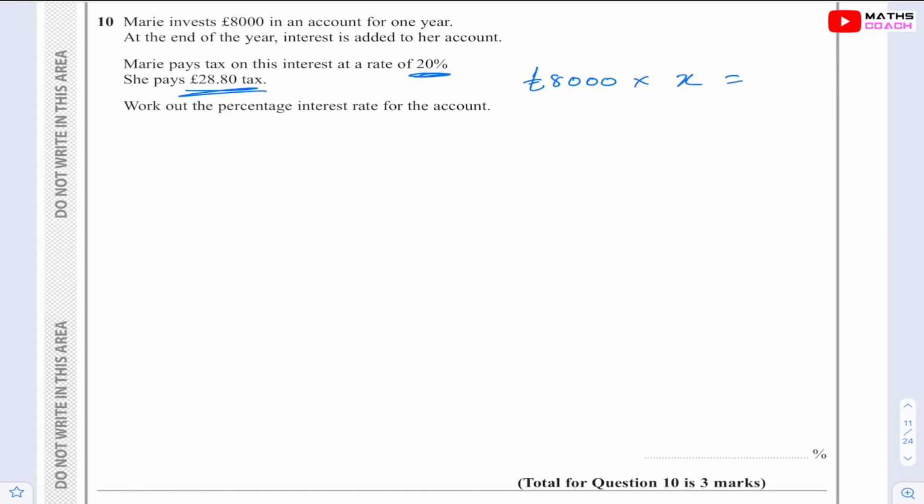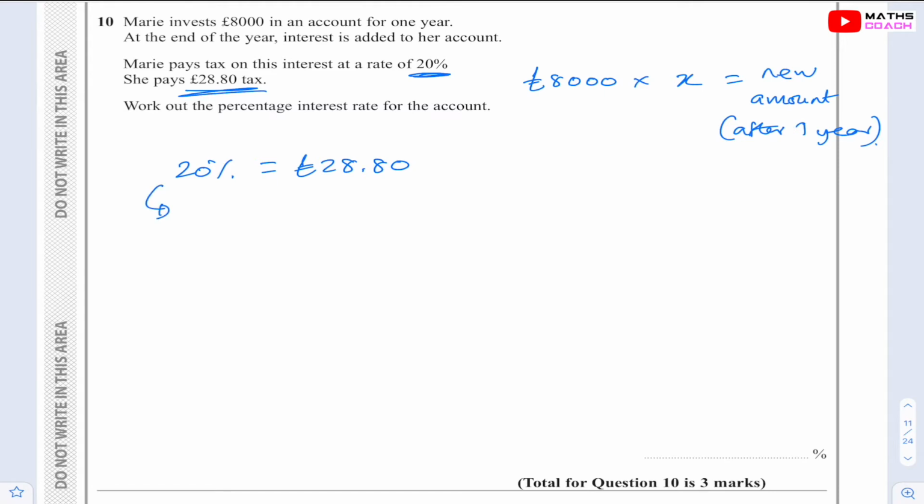Okay, so we'll write an X here. And this is equal to the new amount, which we also don't know. So this is the new amount after 1 year. What do we know? We know that 20% of the tax that she paid is worth £28.80. So we need to know what amount she paid a tax on.